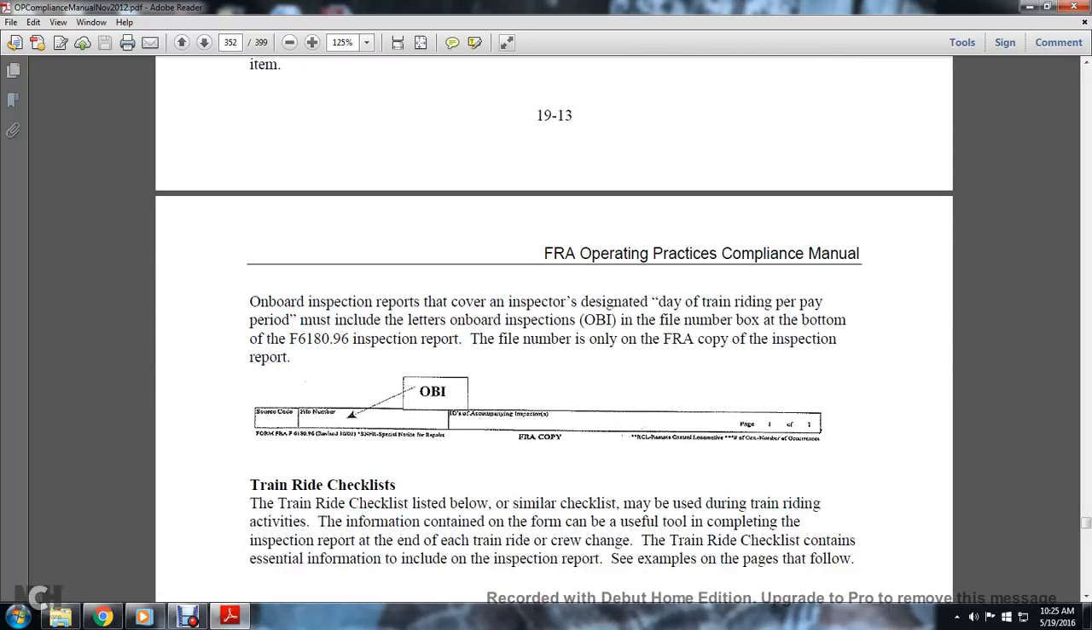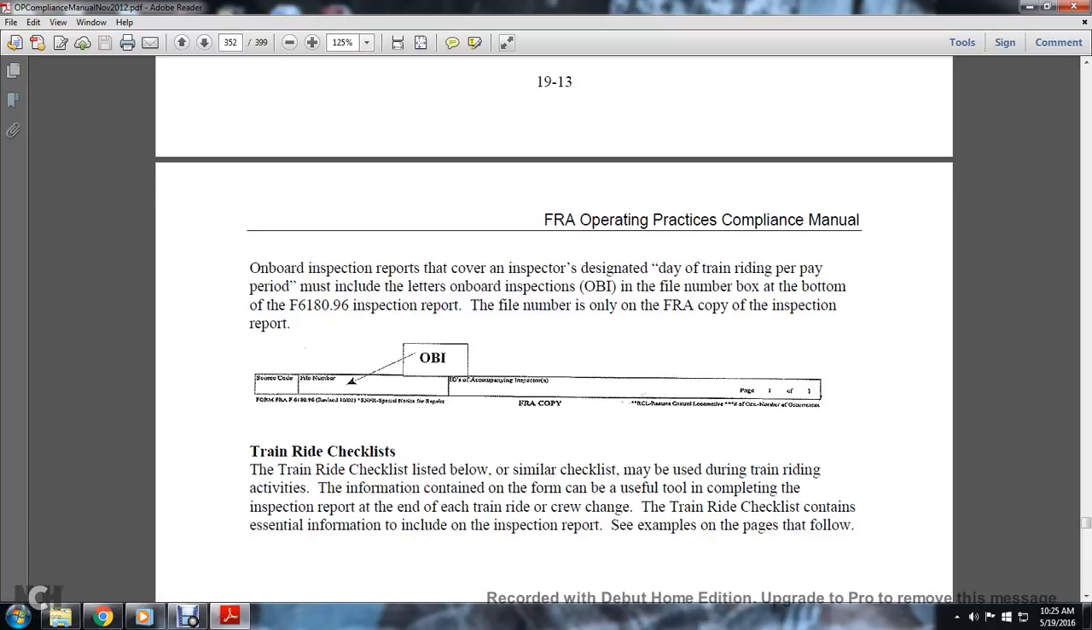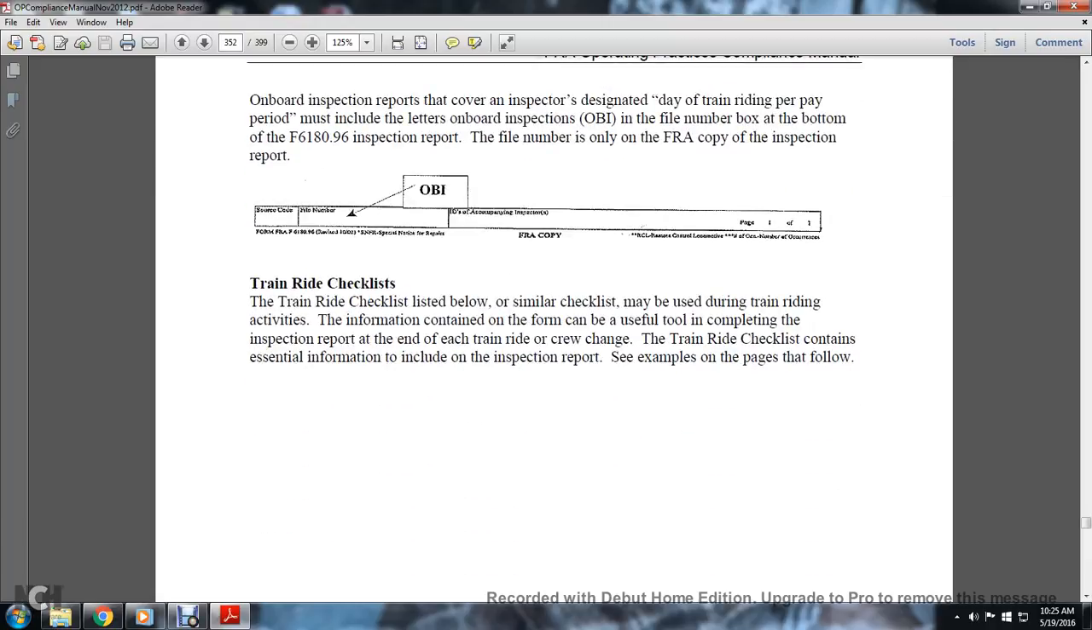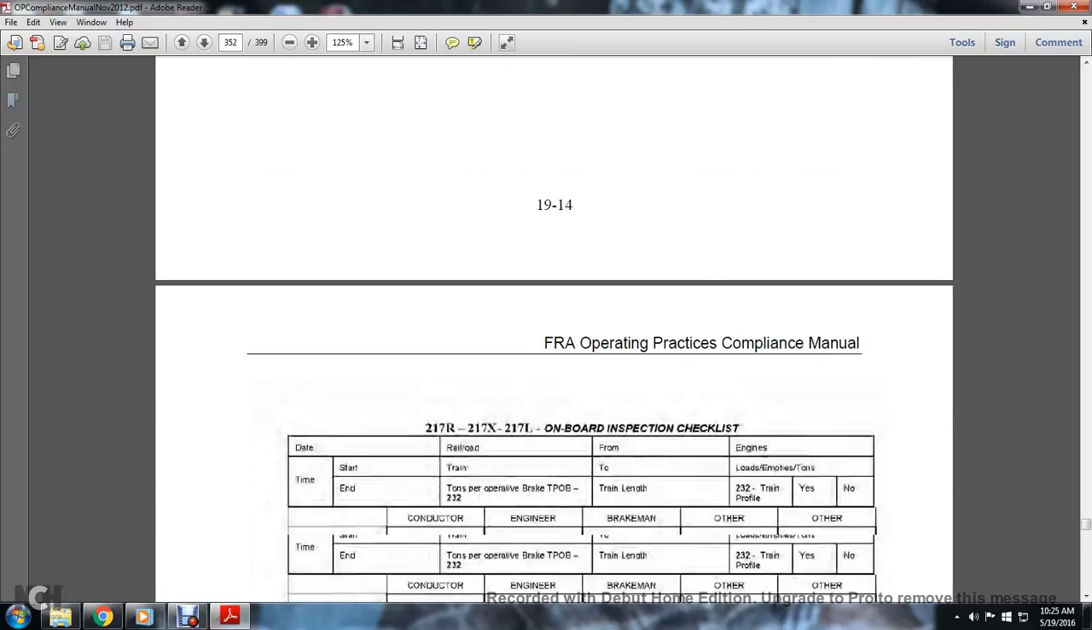Inspection reports on the cover of the inspection designated for the day of the train riding period must include the letters of the onboard inspection, OBI, the file number, and the number of the box at the top of the file 6180.96 inspection report. The file number is only on the FRA copy of the inspection. Train ride checklist: the train ride checklist listed below, or a similar checklist, may be used during train ride activities. Information contained in the form is used in completing the inspection report at the end of each train ride. The crew changes the train ride checklist containing essential information, including the inspection report. See the example page as follows.